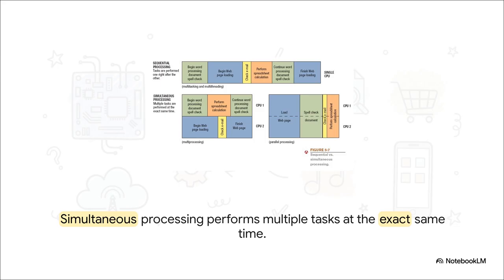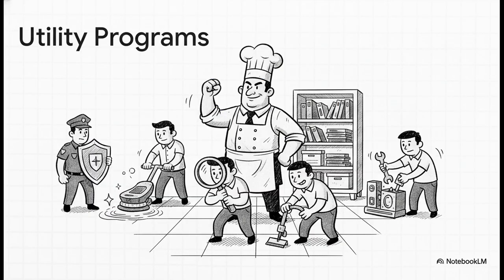or video editing. Now, any good manager knows they can't do everything themselves. They need a team of specialists for specific jobs. And that's exactly what utility programs are. Think of them as the restaurant's professional cleaners, its security team, its expert repair crew, all there to keep the whole operation running in top shape.